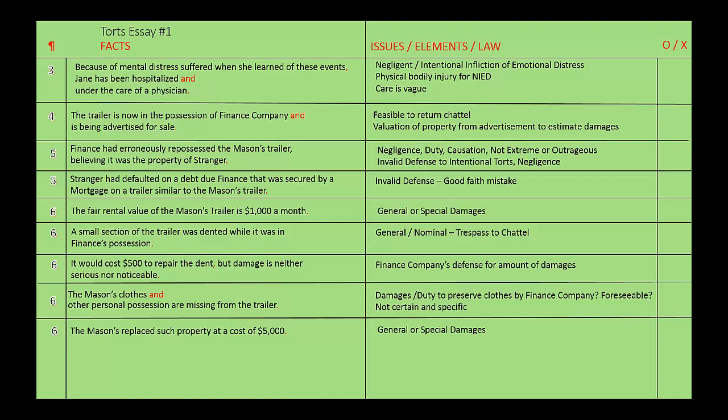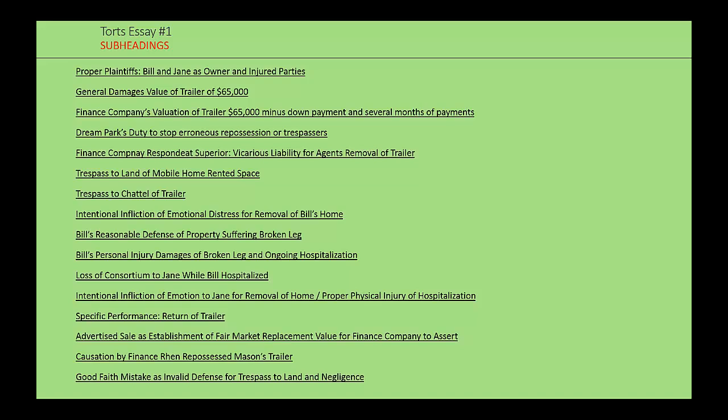Now that you've broken things down in this approach, the next step is to put them into subheadings and organize it. These subheadings are listed in the order of the facts from the fact pattern. Your job is going to be to reorganize it. How do you do that? It's going to be based on the call of the question or your specific subject matter approach.